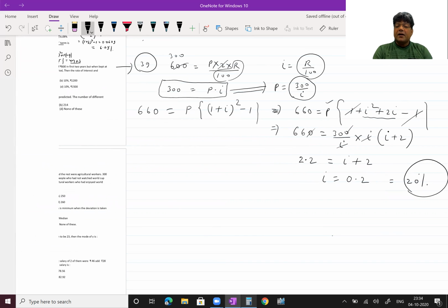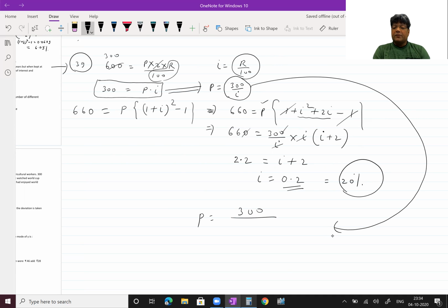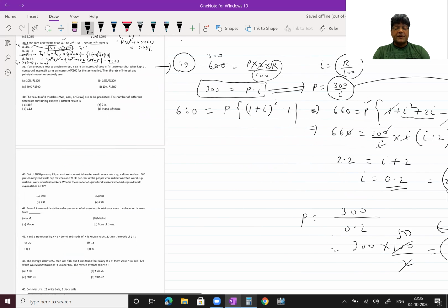Now what is P? Again, from here only, our P is equal to 300 by I. I is how much? 0.2. Even if you write 20%, it will be 20 by 100, that is 0.2. So 0.2 is equal to 300 by 2 by 100, that means into 100 by 2. So 2 5s, that is equal to 15,000. So guys, principal is equal to 15,000, rate of interest 20%.